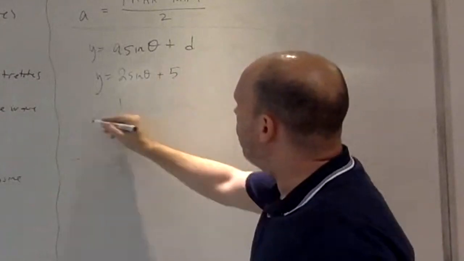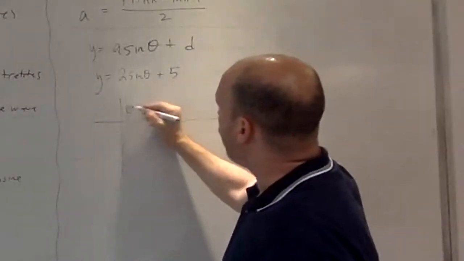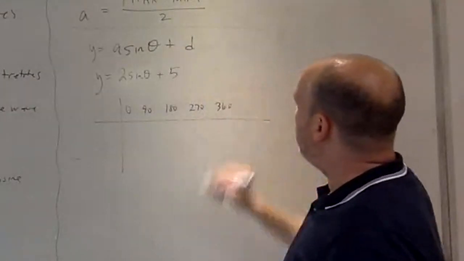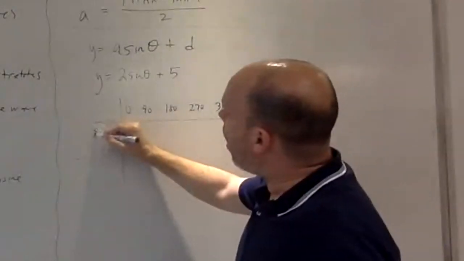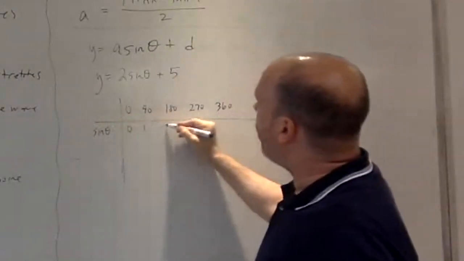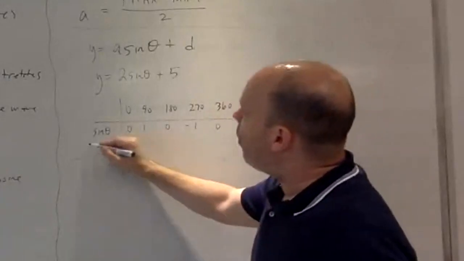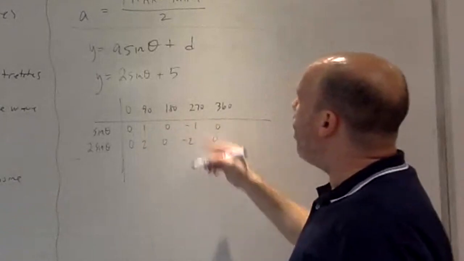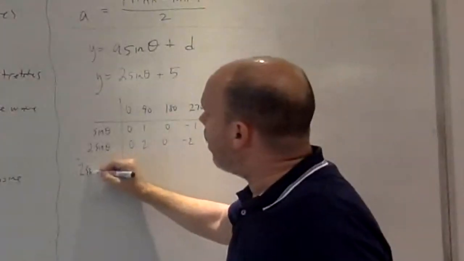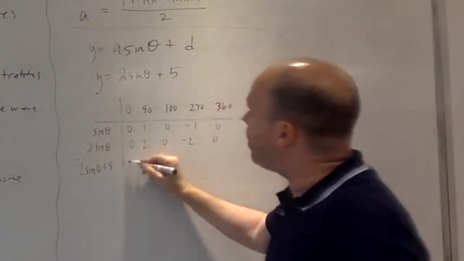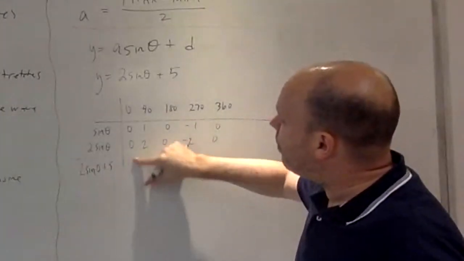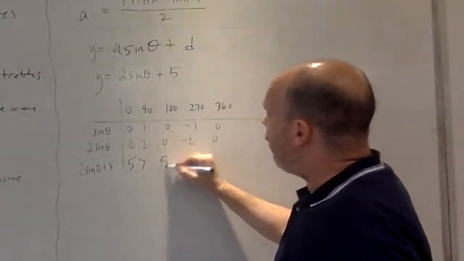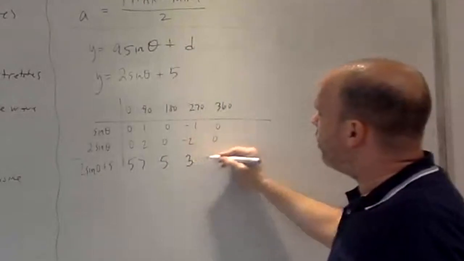Let's get our chart down. We have 0, 90, 180, 270, 360. Sine is 0, 1, 0, negative 1, 0. 2 sine of theta is 0, 2, 0, negative 2, 0. And then we add the 5 on. Basically, we're adding 5 to each, so it's 5, 7, 5, 3, 5.